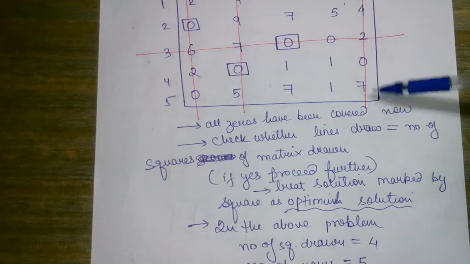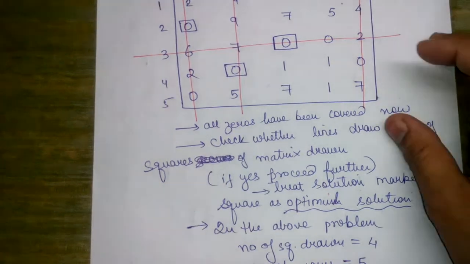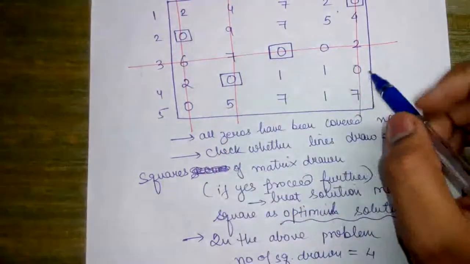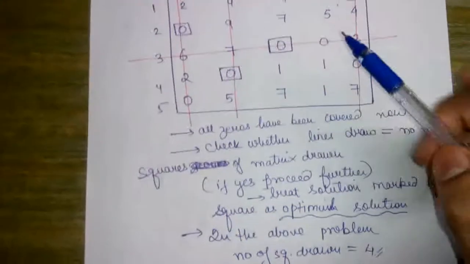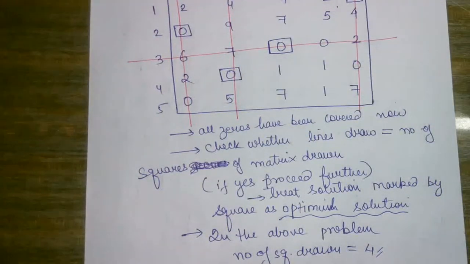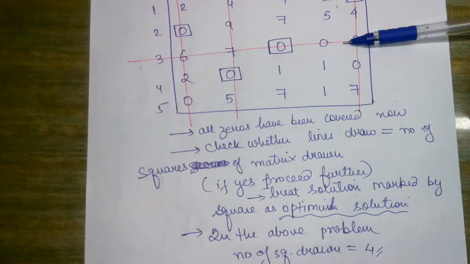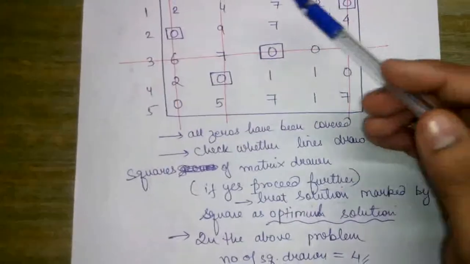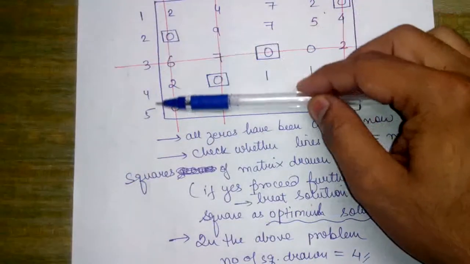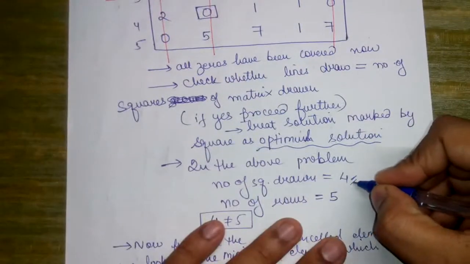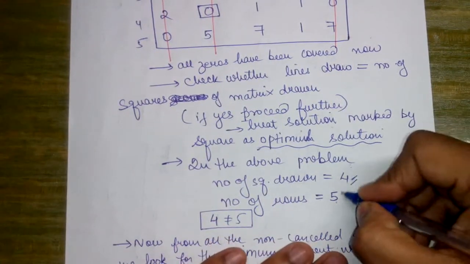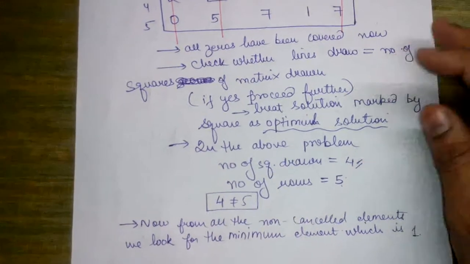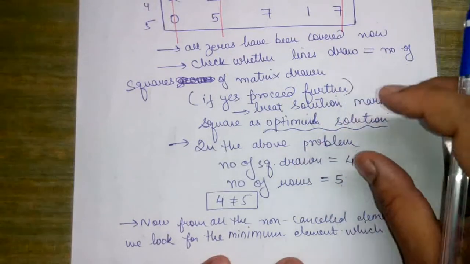Now we check whether the number of lines drawn is equal to the number of squares. 1 square, 2 square, 3 square, 4 square. Number of squares drawn are 4, but if we look at the lines 1, 2, 3, 4. Okay, so 4 squares and 4 lines, but the number of rows are 1, 2, 3. Total number of rows are actually 5. So the 4 number of squares and 5 rows, and these are not equal to each other. Okay, these are not equal to each other. Now we will go for the next step.